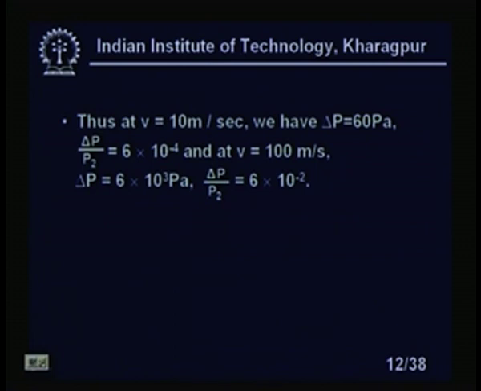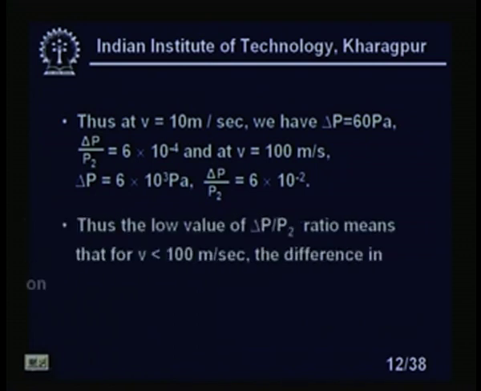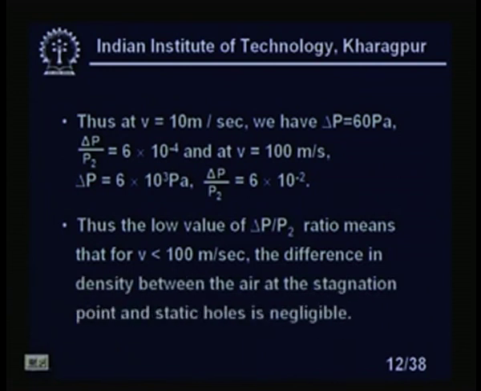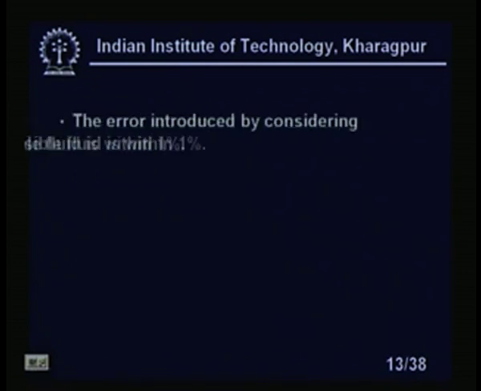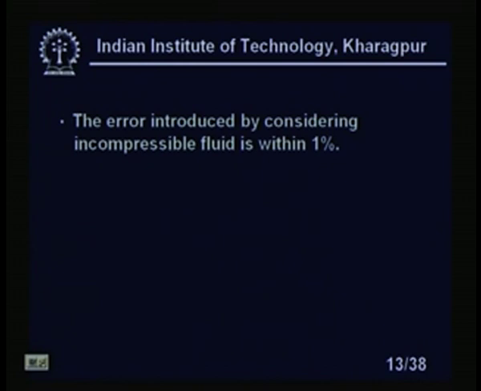What does it mean? The low value of delta P by P2 ratio means that for velocity less than 100 meter per second, which is quite high speed, extremely high speed, right, the difference in density between the air at the stagnation point and the static holes is negligible. The error introduced by considering the fluid incompressible is within 1%, right.